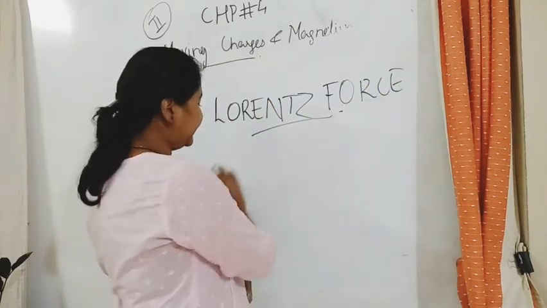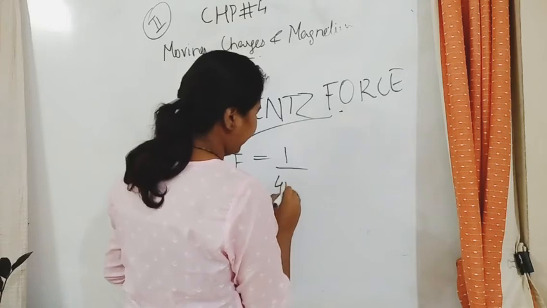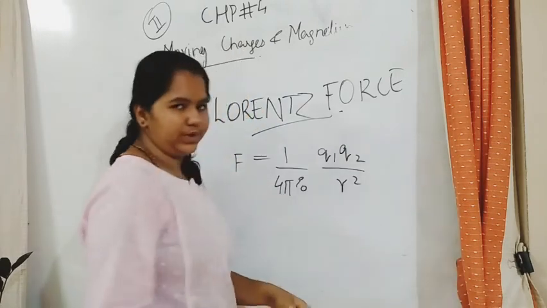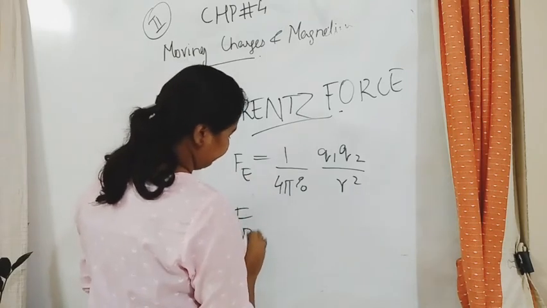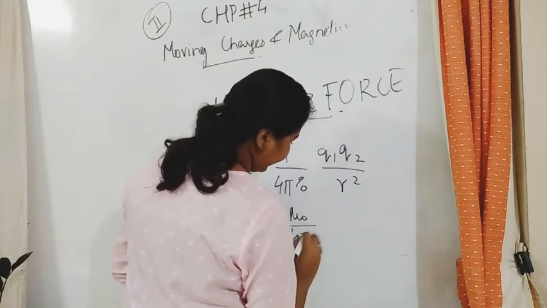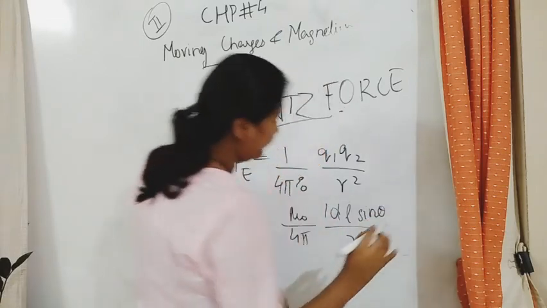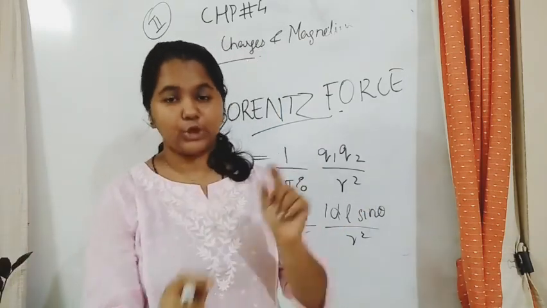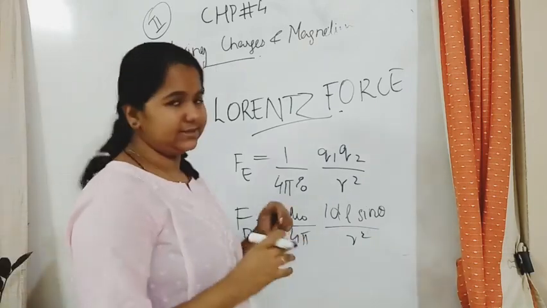I'm sorry. We learned about the electrical force. What was that? 1 by 4 pi epsilon 0 Q1 Q2 divided by R square. Am I right? And what is our magnetic force? This is Fe and this is Fb. What is that? Mu 0 divided by 4 pi into IDL sine theta divided by R square. So, this is the force experienced by a particle in an electric field, whereas this is the force experienced by a particle in a magnetic field.